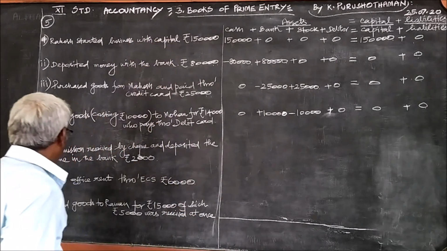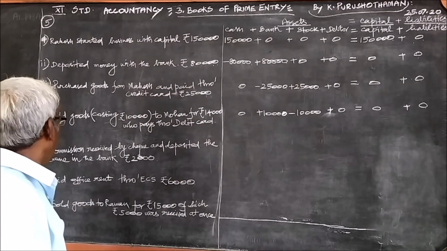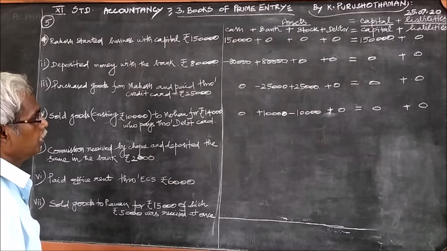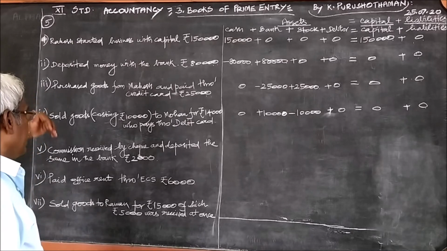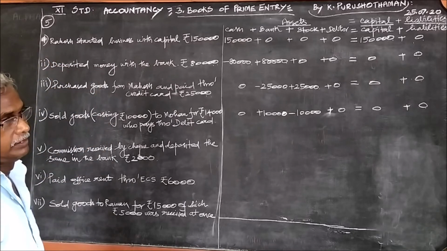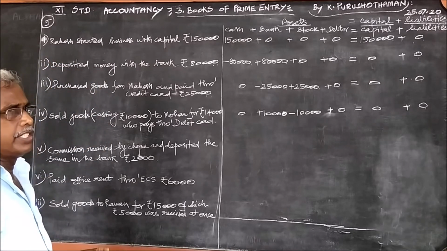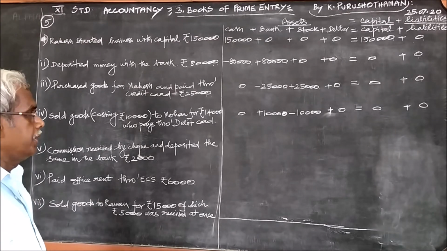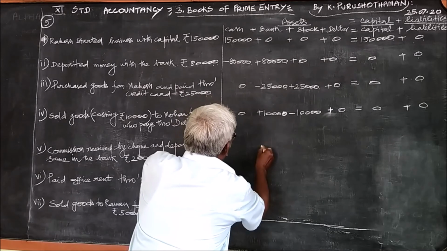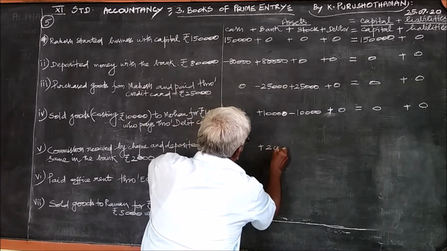Commission received by check and deposited the same in the bank, rupees 2,000. A check is received and it is deposited in the bank for 2,000. Therefore, it shows rupees 2,000 plus in the bank account.